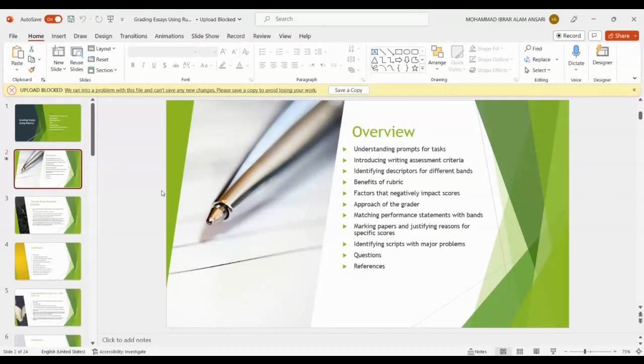And then we'll also learn what should be the approach of teachers while grading papers. What are the things that are to be kept in mind? And then we'll match performance statements with bands based on the rating scale. And then we'll look at papers and we'll try to give some scores, and we will justify why we have given a particular score.